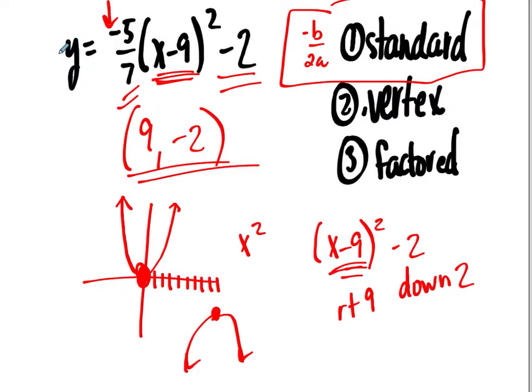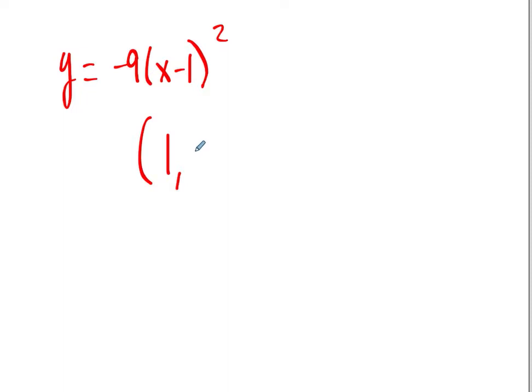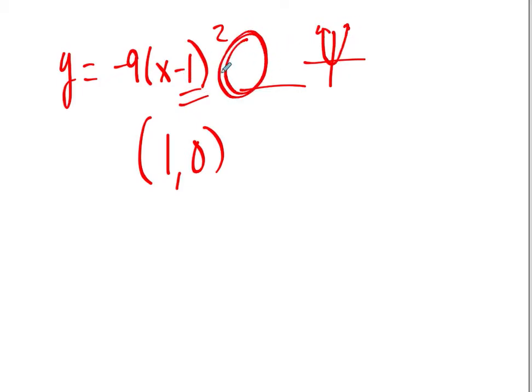All right, so number 2, what's the vertex? The same thing. It's 1, 0. It goes right 1 and nothing happens here. So this would push that parent graph of 0, 0 right 1. It does not do anything here. So there's your vertex.